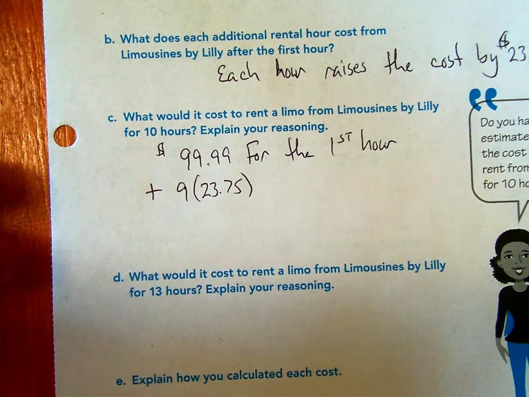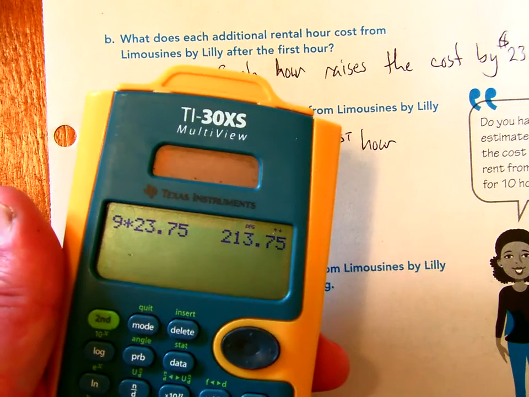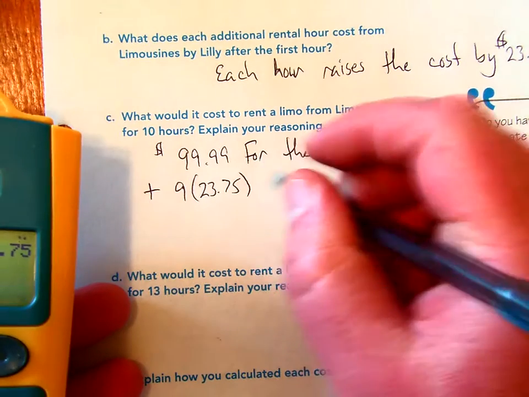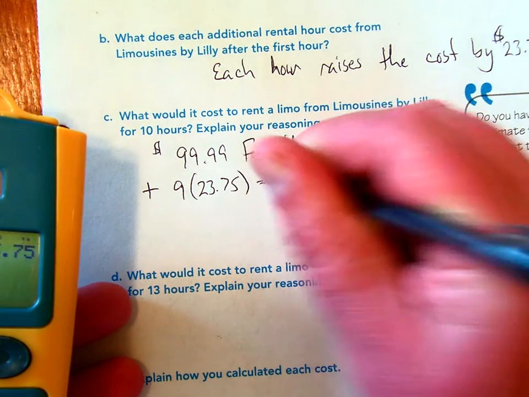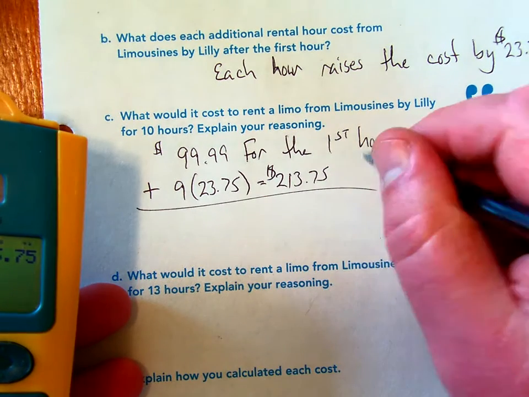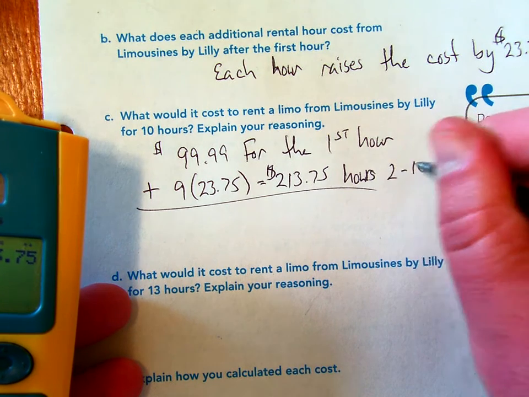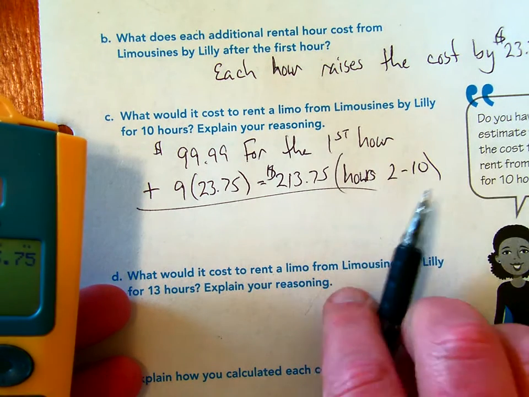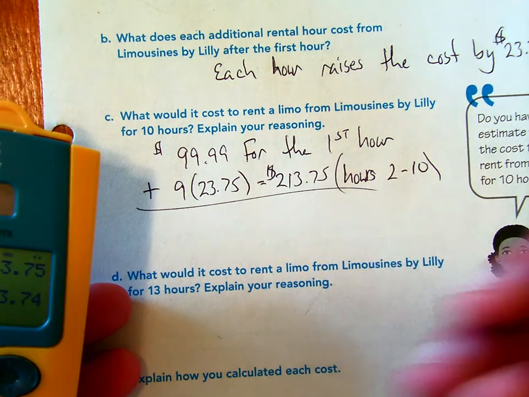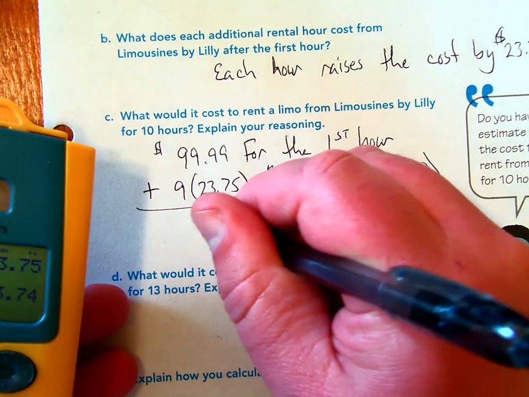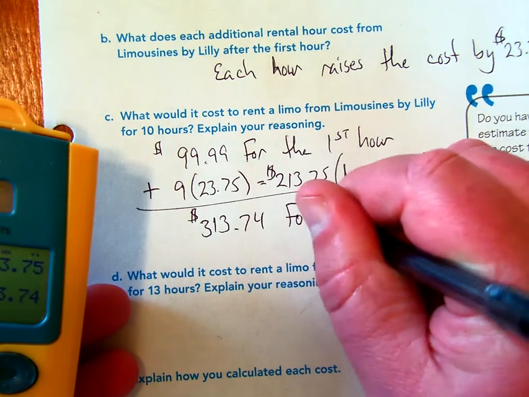And again, this is where calculators come in handy. 9 times 23.75 is $213.75. And to that, we're going to add 99.99, because this is for hours 2 through 10. So that plus 99.99. The total fee would be $313.74 for 10 hours.